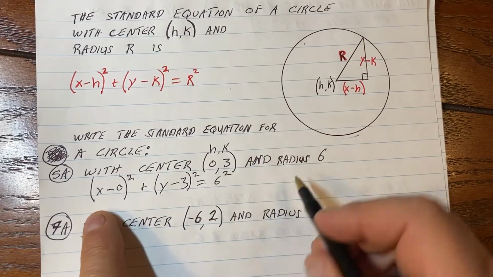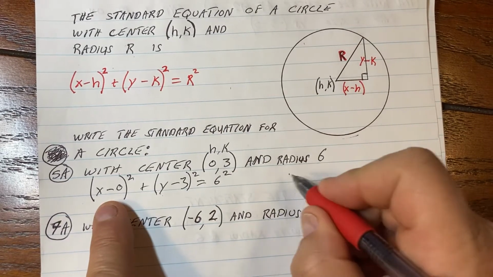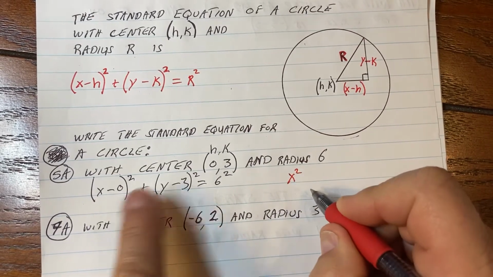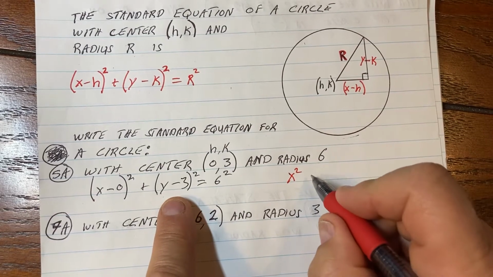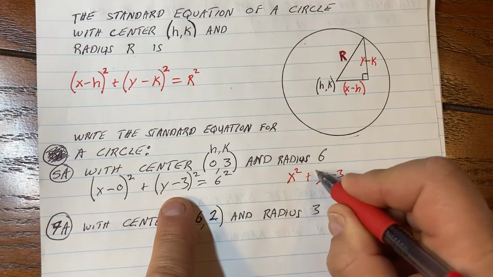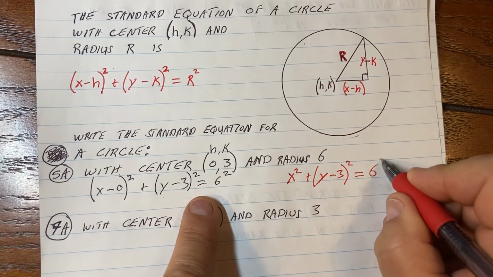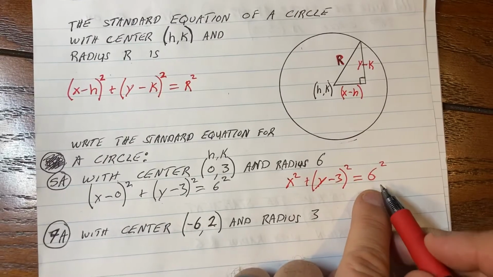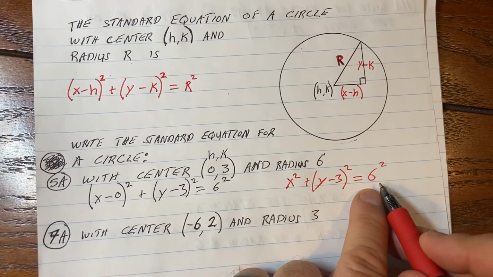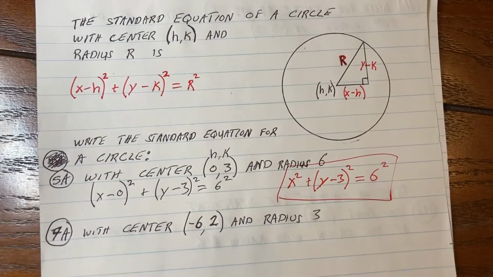Yeah, that right there can be rewritten as x squared. This cannot be simplified, so you get y minus 3 quantity squared equals 6 squared. I want you to leave it as 6 squared. I do not want you to write it as 36. Okay, that's it, you're done. Boom, boom, boom. Fin.